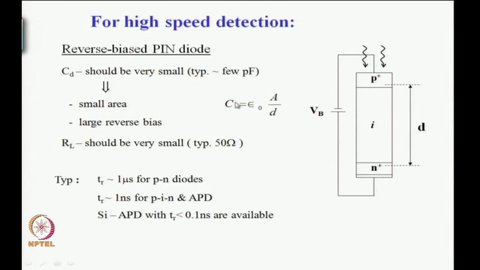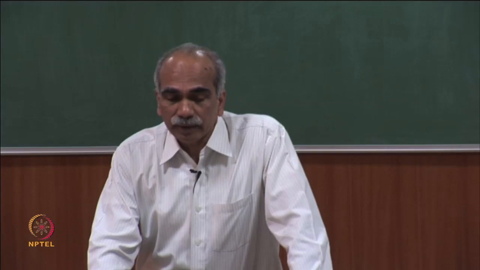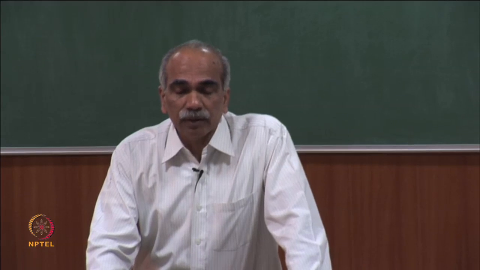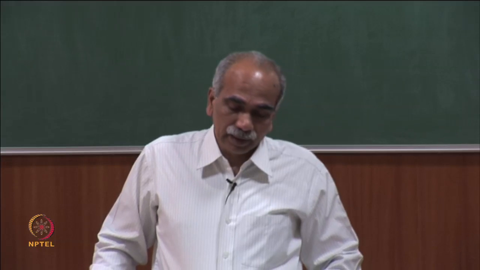Therefore, to reduce C one applies a large reverse bias and takes a small area detector. Typical area is 0.1 or 0.01 millimeter square for small area detectors, whereas large area detectors can be 1 centimeter square. When the speed is not important but sensitivity is important, one chooses large area pin detectors.